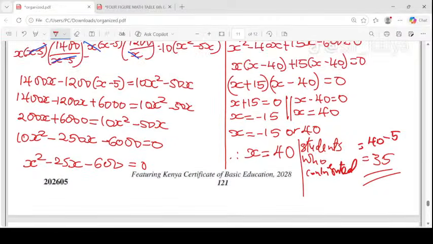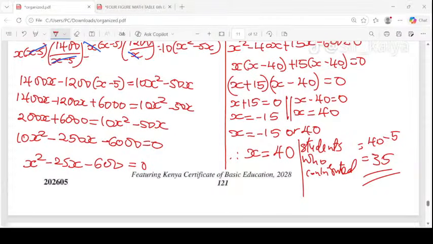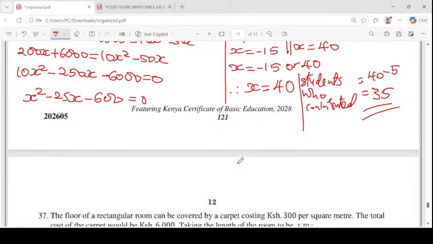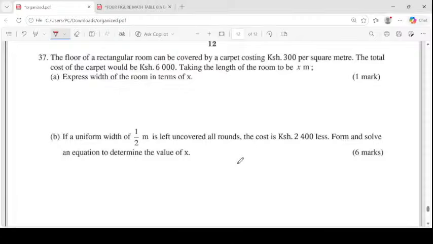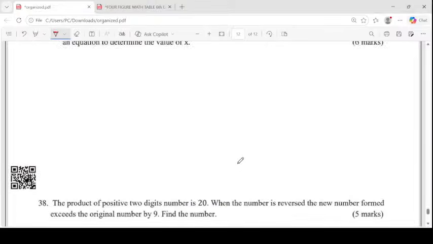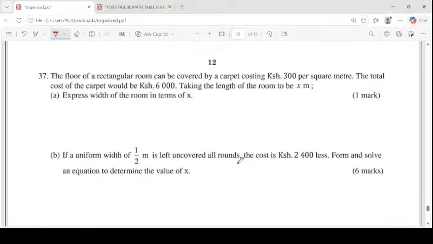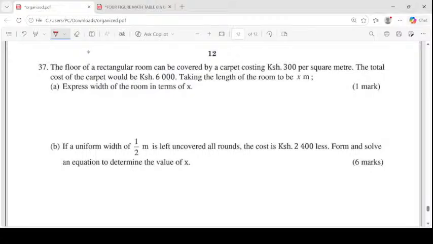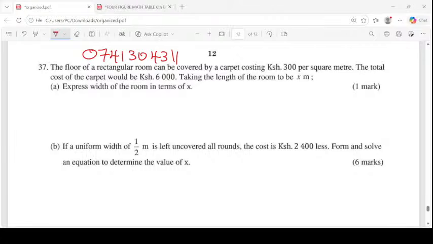A very wonderful question, dear learners. Let us look at, is it the second last or the third last? Let us look at the second last question, bit by bit. Still remember that 0741 30 43 11 is our consultation number. You can call or WhatsApp that number for midterm exams.